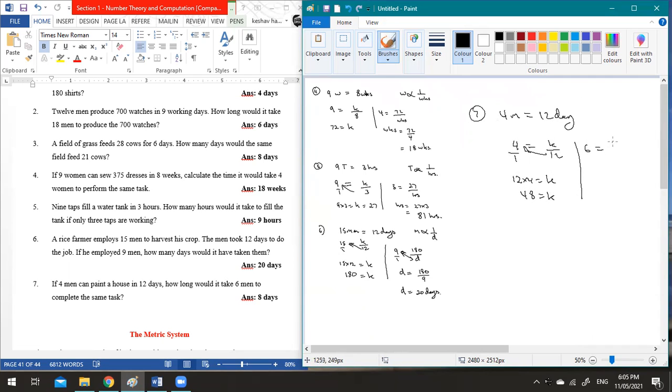And 6 men will take 48 divided by the number of days. So cross multiply, so D will come here. 48 will be over 6. So they will take 8 days to paint the same house.